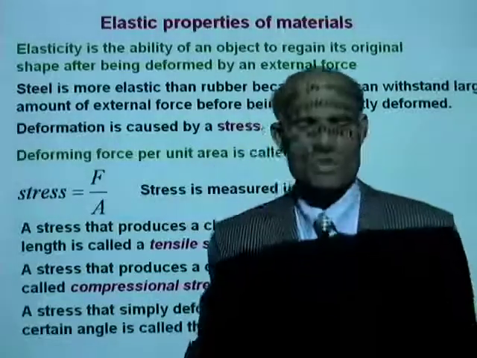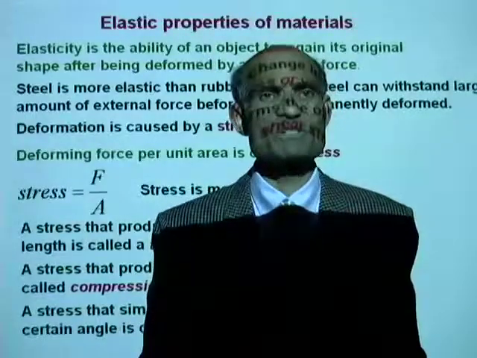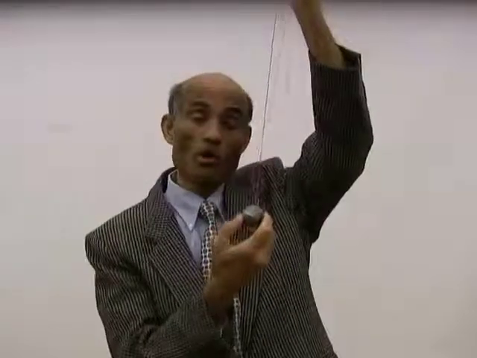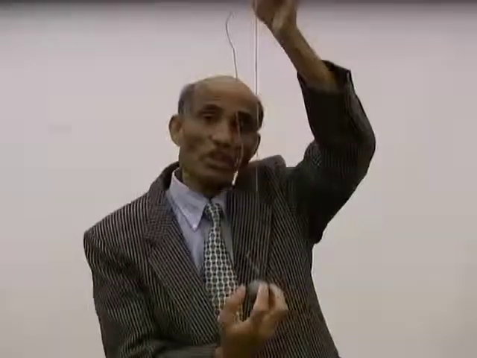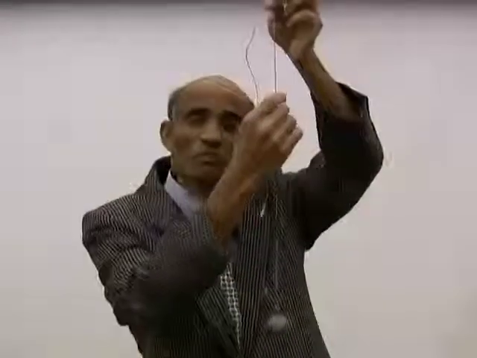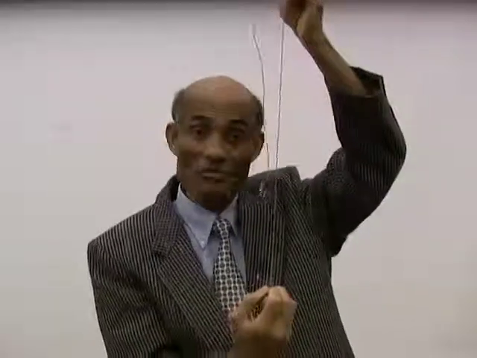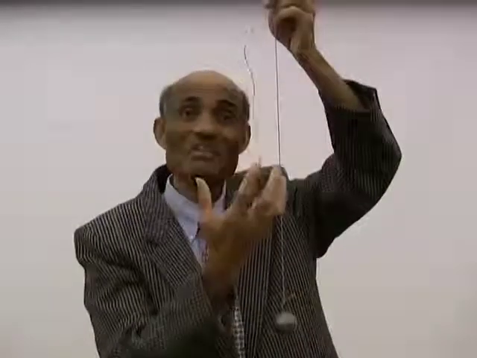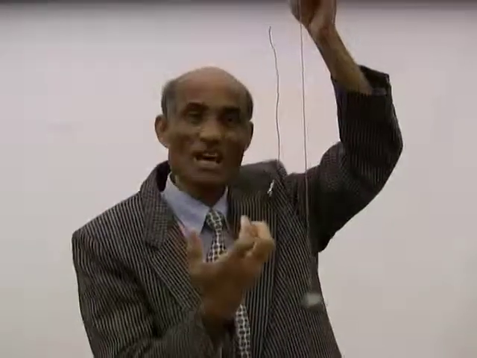Let me see if I can show these different stresses using a simple example. Now here I have a lead ball hung from a string. That means the weight of the lead ball is pulling the string, causing its length to change. Is that right? It's causing an elongation. So you have a tensile stress. The stress caused by the weight of this object is a tensile stress.